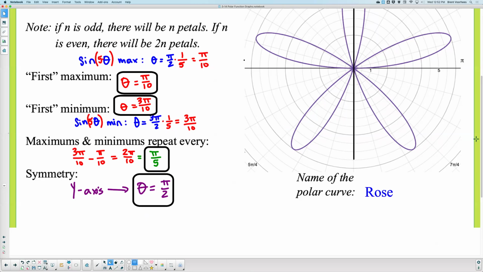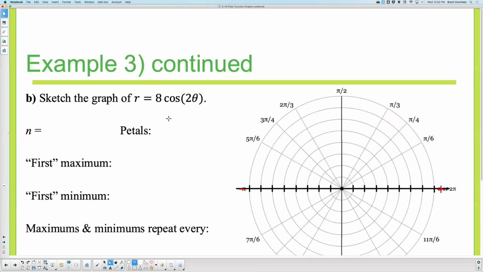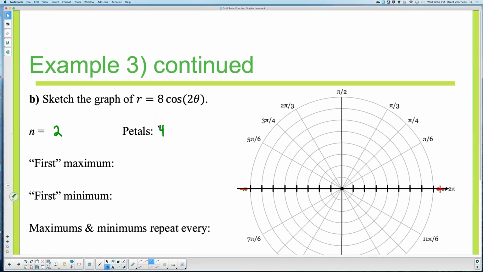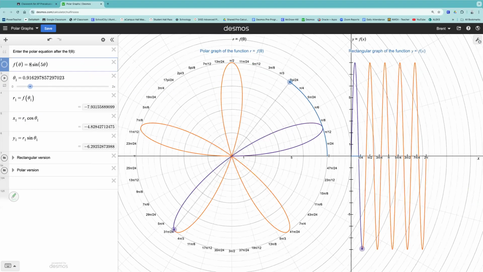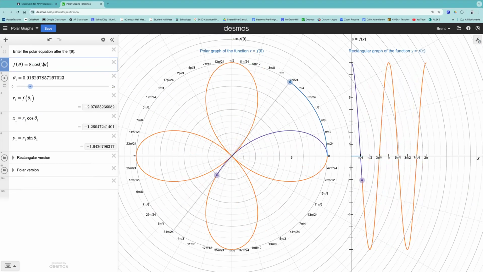All right, I have a part B. Let's try this one out. This time I have 8 cosine 2 theta. What is my n value on this one? 2. What we're going to learn is that if your n is even, you double the number of petals. They will not overlap. So how many petals will this have? 4. 8 cosine 2 theta.